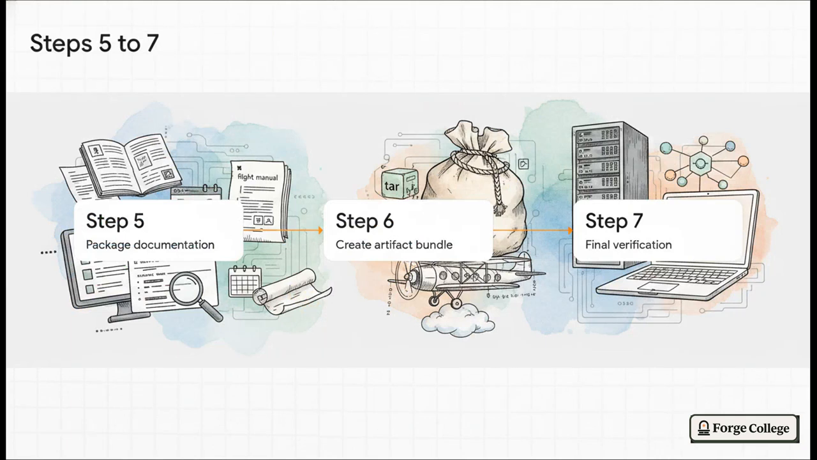Okay, let's round out the sequence with steps 5, 6, and 7. Step 5 is writing up the flight manuals, packaging your developer docs, updating the README, and finalizing that changelog we talked about. Step 6 is packing the cargo. You're going to bundle everything up into a compressed tar file so it's neatly boxed up and ready for delivery. And finally, Step 7. This is running one last, completely clean verification on a fresh local node. This proves the project actually works out in the wild, not just on our specific, perfectly configured laptops.